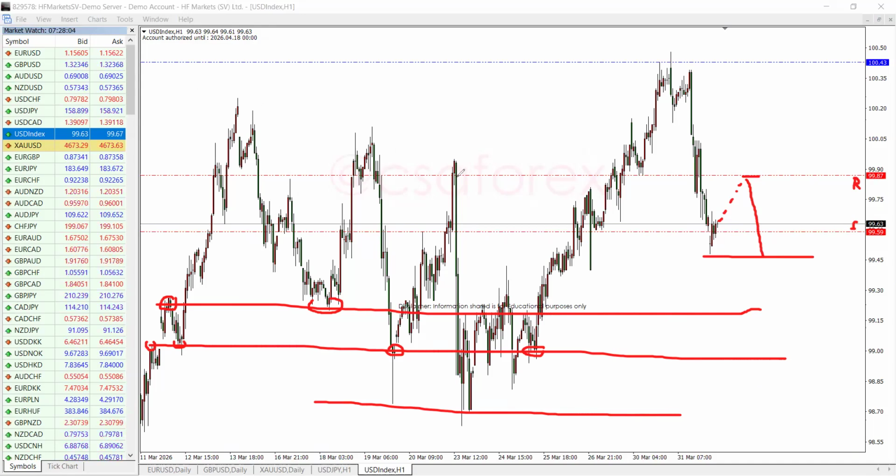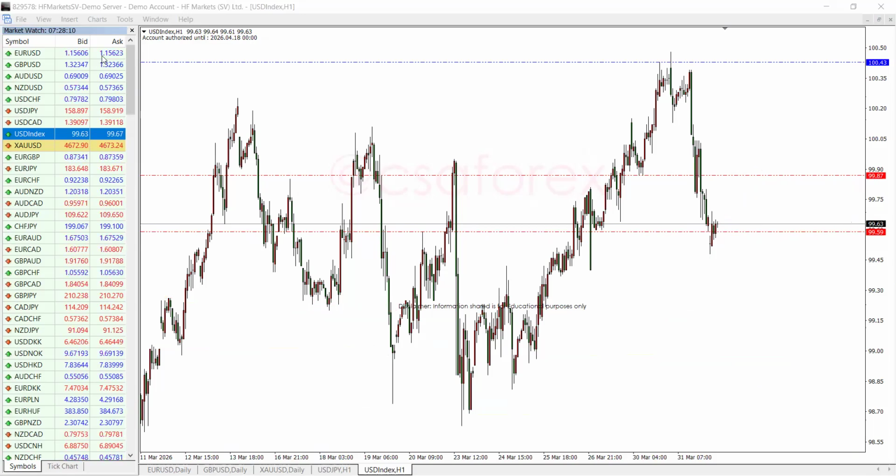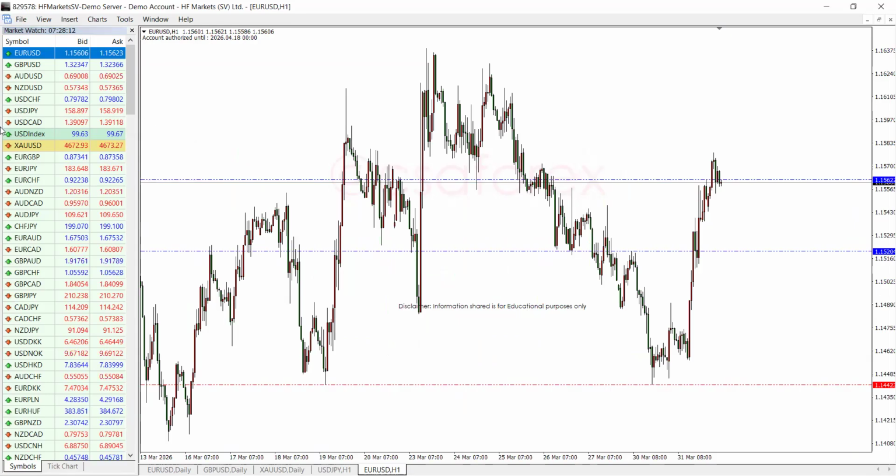So this is USD index. If the USD index should push higher to this point of resistance, just like we looked at the Euro USD, we should be expecting the Euro USD to do what? We should be expecting the Euro USD to drop down to this area and then also push higher.